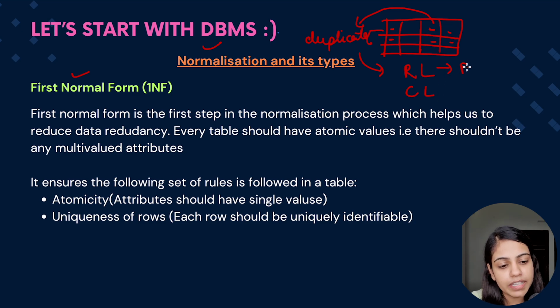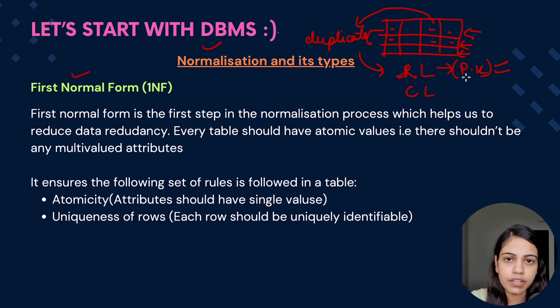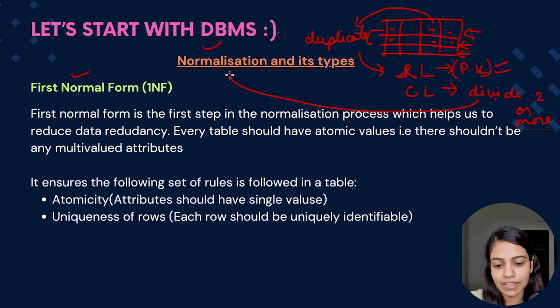Now row level duplicacy can be eliminated using primary key. Primary key makes sure that there is a unique identifier which uniquely identifies each row in a given table. So we can eliminate the row level duplicacy using primary key. Now coming to the column level duplicacy. So column level duplicacy is not eliminated using primary key. So what we do is we divide the table into two or more tables so that the column level duplicacy is reduced, and this is what normalization is.